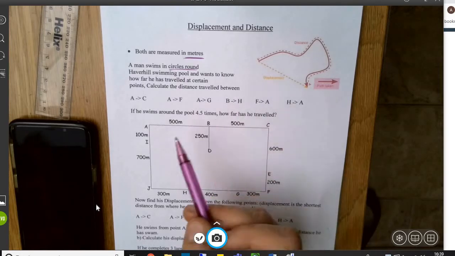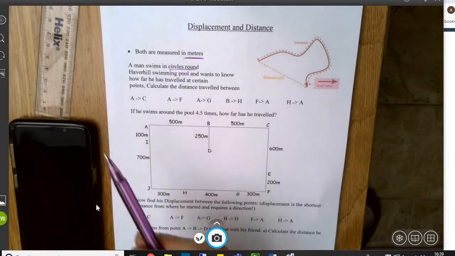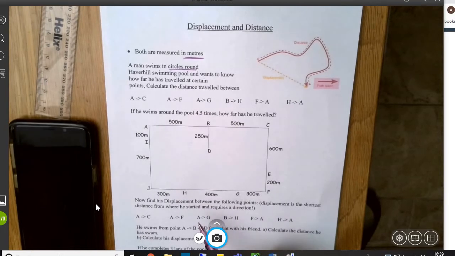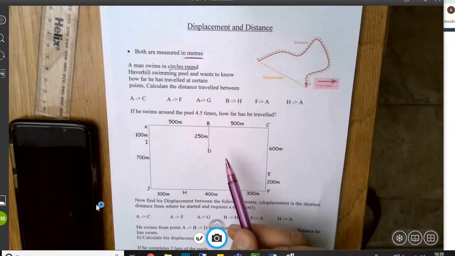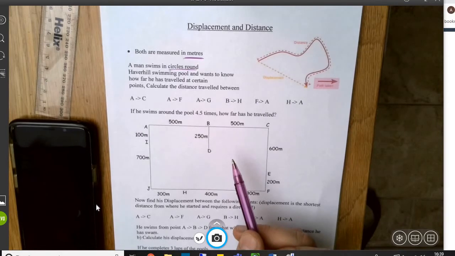We're going to need a calculator and a ruler for answering some of these, so make sure you've got those to hand if you want to follow along. Obviously there is some maths in here, so we are referencing some of your maths understanding as well.